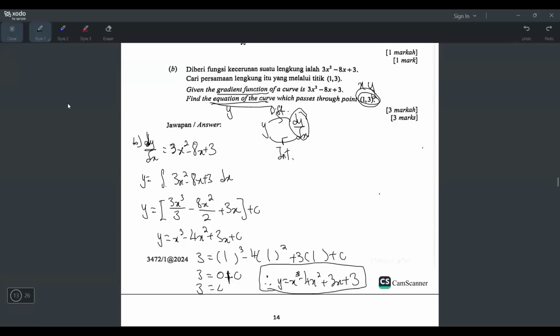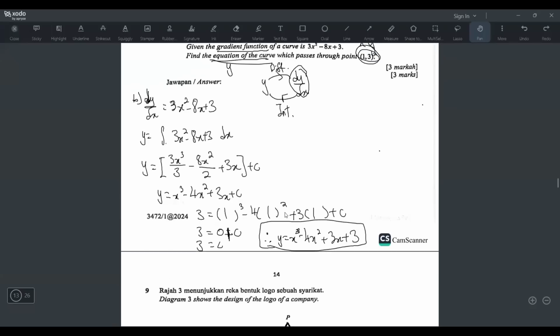Okay, so I think sudah siap. Wait, let me check. Negative 8x. Yeah, correct. You get back. Okay, let's continue.